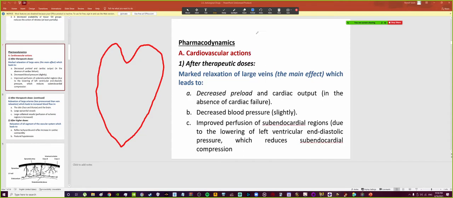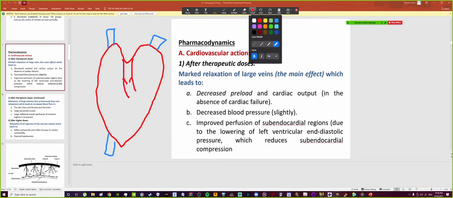So here's what I'm going to do. I'm going to draw the pulmonary vein. I know there are four of them, but I'm just going to draw one for simplicity's sake. Here's your superior vena cava. Here's your inferior vena cava. And here we're going to draw the aorta with its aortic valve, and here is going to be your tricuspid valve.